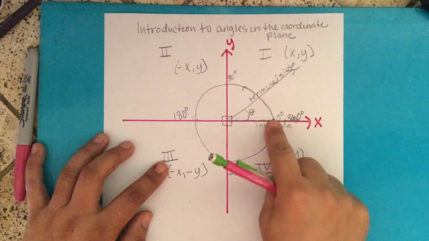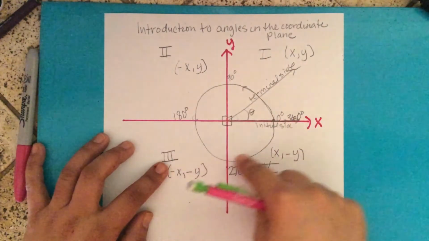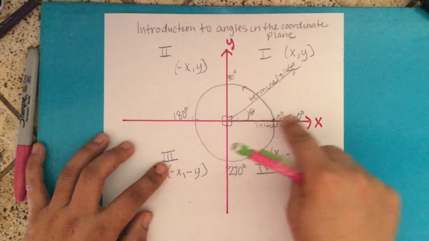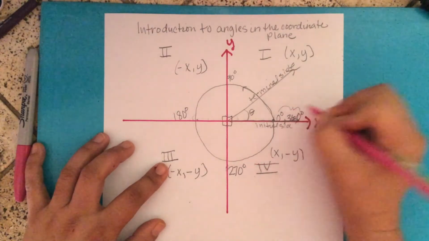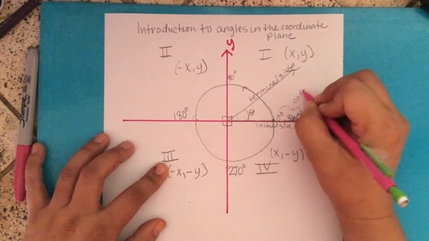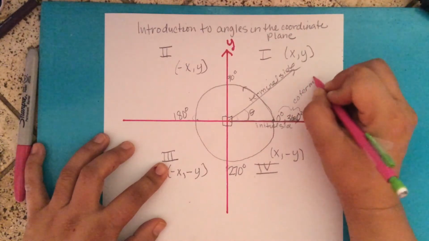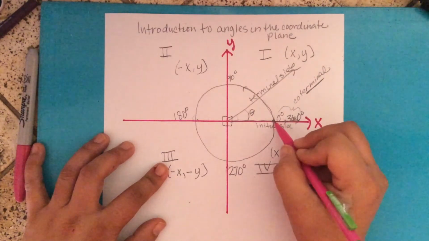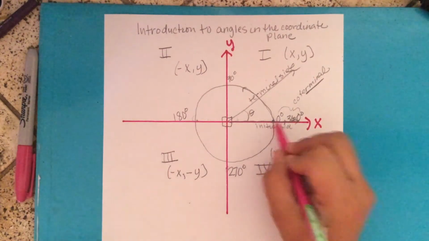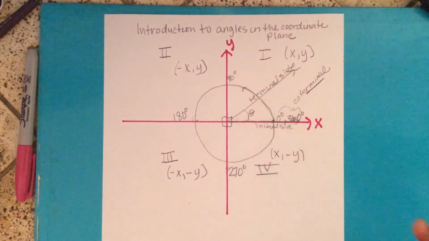Okay, so if you're starting at 0, but then you end up at the same place, these two angles are called coterminal angles. They're coterminal because they end up at the same side right here, the initial side.